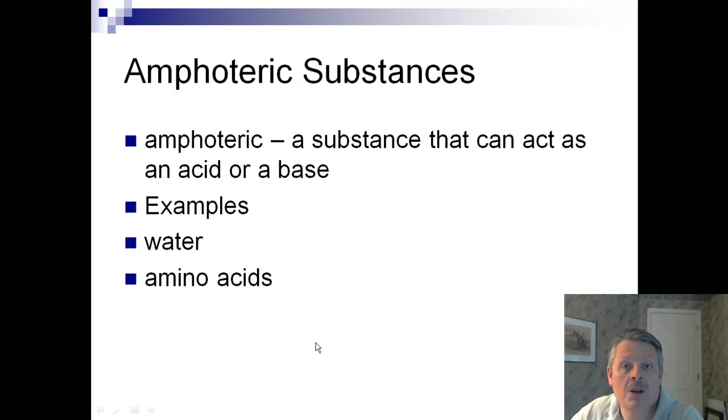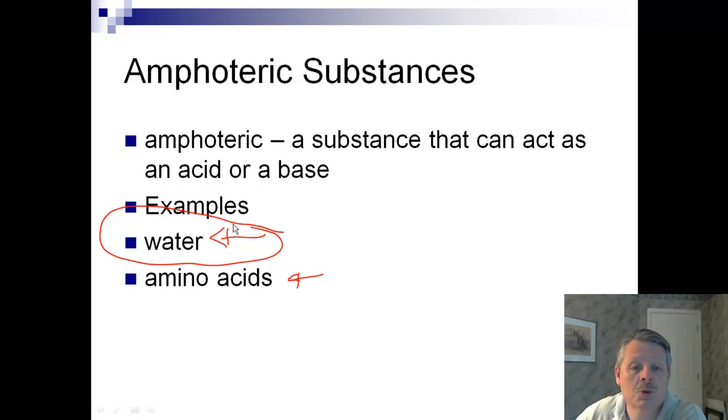We do have a couple of substances that are amphoteric. You should write these down. Specifically, you should write down the definition for amphoteric, which is a substance that can act as an acid or a base. And the most common one is water, but we also have amino acids that can act either way. But really our focus, because we're chemists, is going to be on water. If you're a biologist, you're going to focus on the amino acid part.